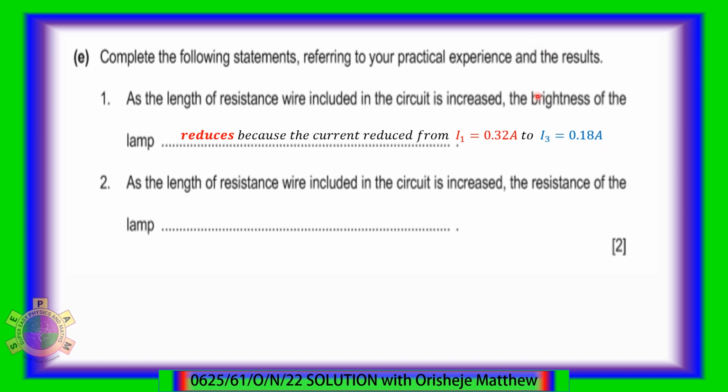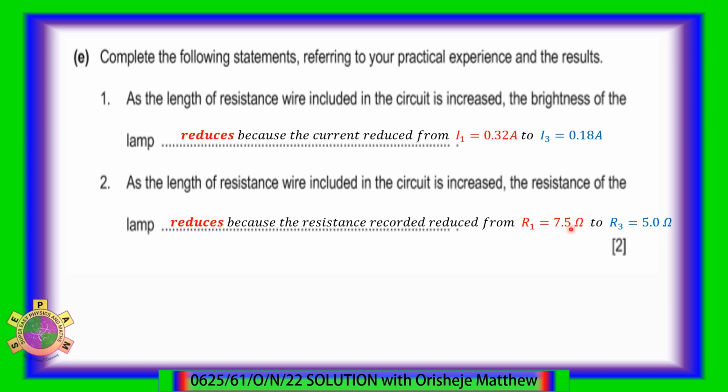It's a question that has to do with justification. You use your practical experience and the results. So as the length of the resistance wire included in the circuit is increased, the resistance of the lamp also, what was the value? Reduced, because the resistance recorded reduced from R1 equal to 7.5 ohm to R3 equal to 5.0 ohm. So the value reduced from this to this. So you just put it there.